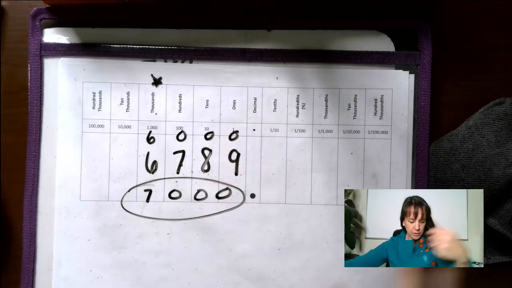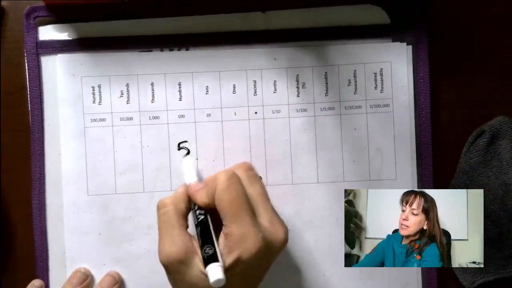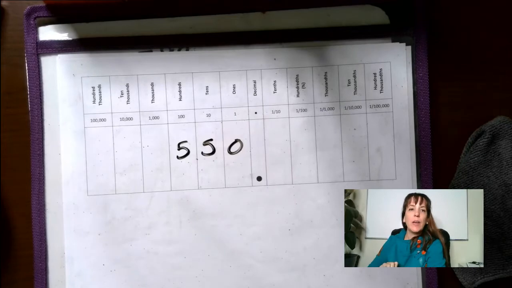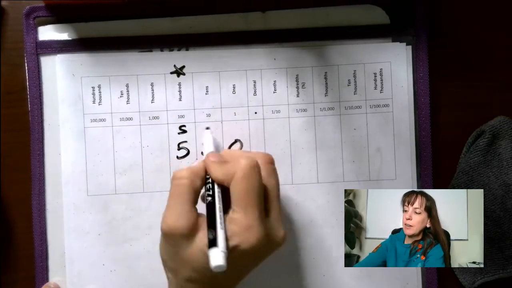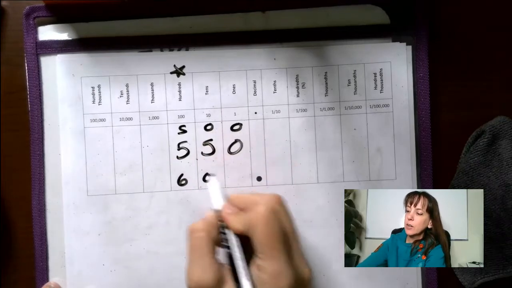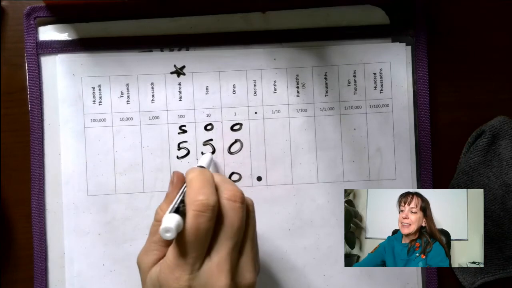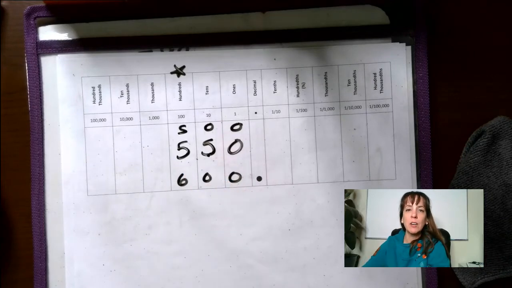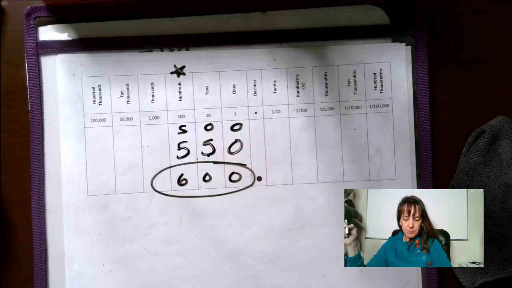Number 2, 550 to the nearest hundredth. Again, we're doing this column right here, hundredths, so we're going to do 500 or 600. Which is closer? This guy is 5 or greater, means you need to go up. So it's going to be 600.